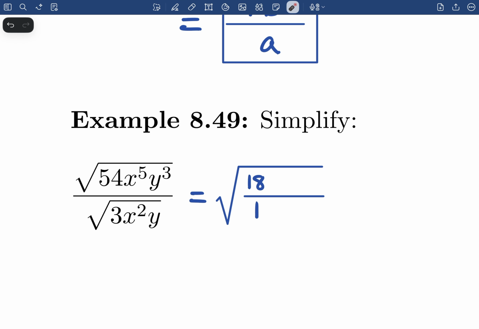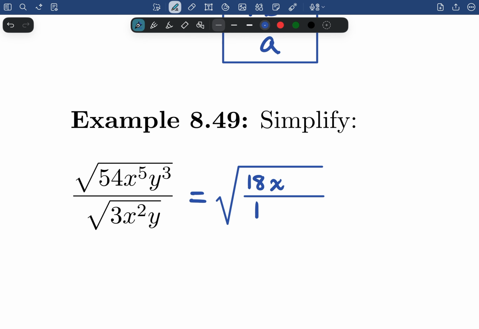Okay, now let's look at the x variable. X to the 5th over x squared. None of the exponents are negative, so I don't have to worry about that. So how many more x's are on top than on bottom? Well, there are 3 more x's on top than on bottom. So I put an x cubed on the top.